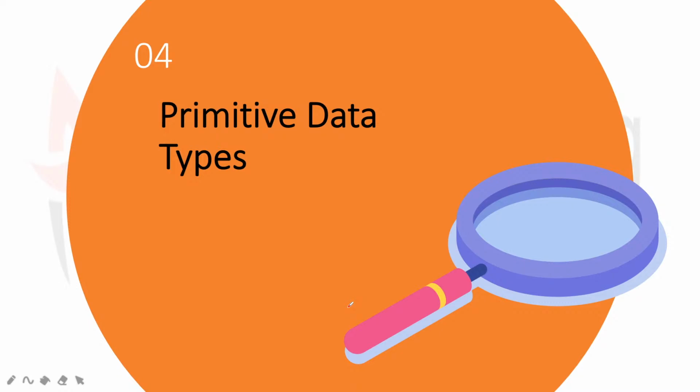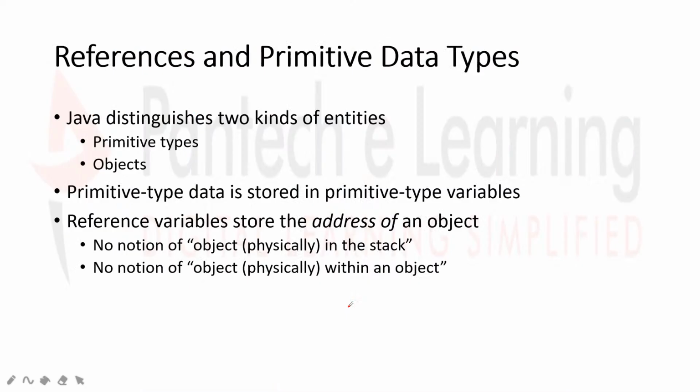This data types topic is important generally. Why? Because if you take Python, we have only a few data types compared to Java. Here we have a lot of data types, so we will see one by one what data types are available in Java.